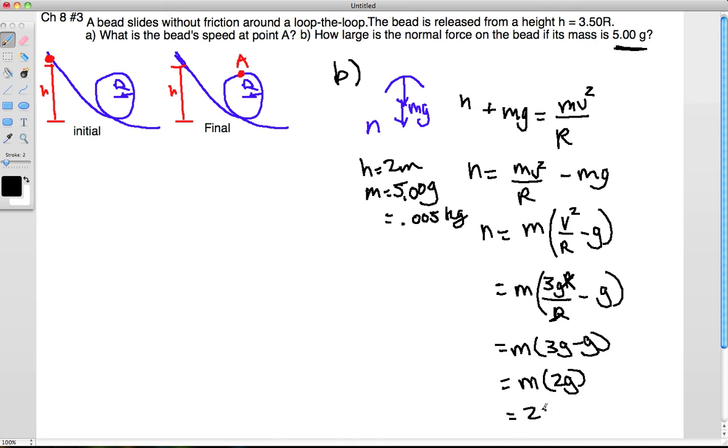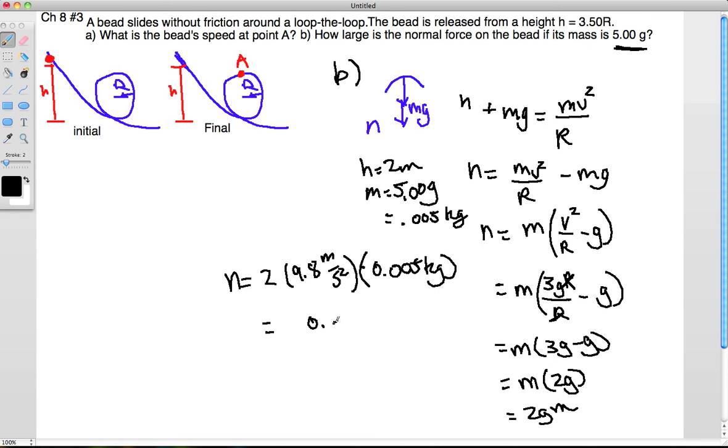So it'd be 2gm. And plugging in all the variables, N would equal 2 times 9.8 meters per second squared times the mass, which would be 0.005 kilograms. Solving for that, it would equal 0.098 newtons downward. And that is how you solve for chapter 8, number 3.